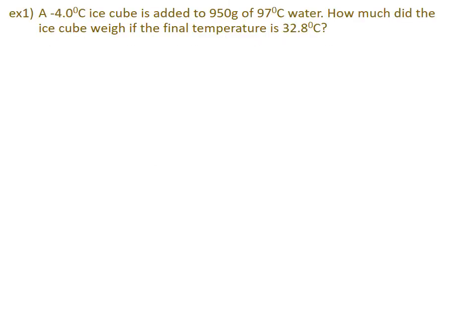An ice cube at minus 4 degrees Celsius is added to 950 grams of 97 degrees Celsius water. How much did the ice cube weigh if the final temperature is 32.8 degrees Celsius?